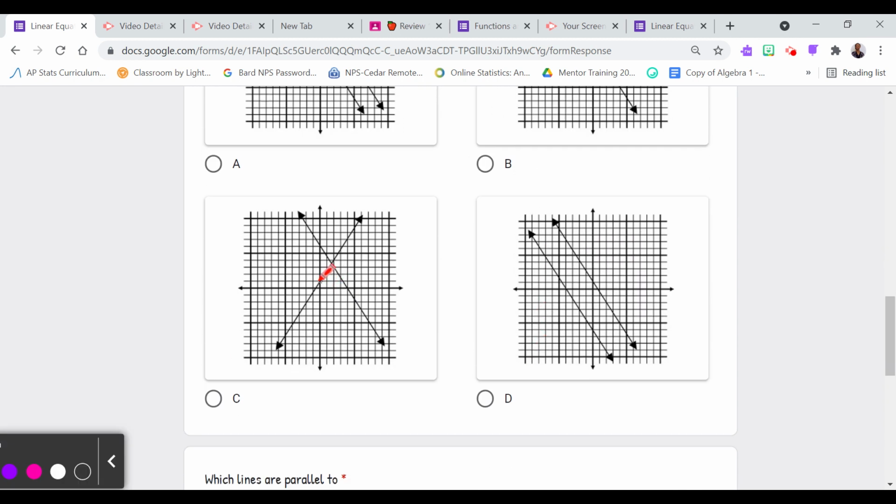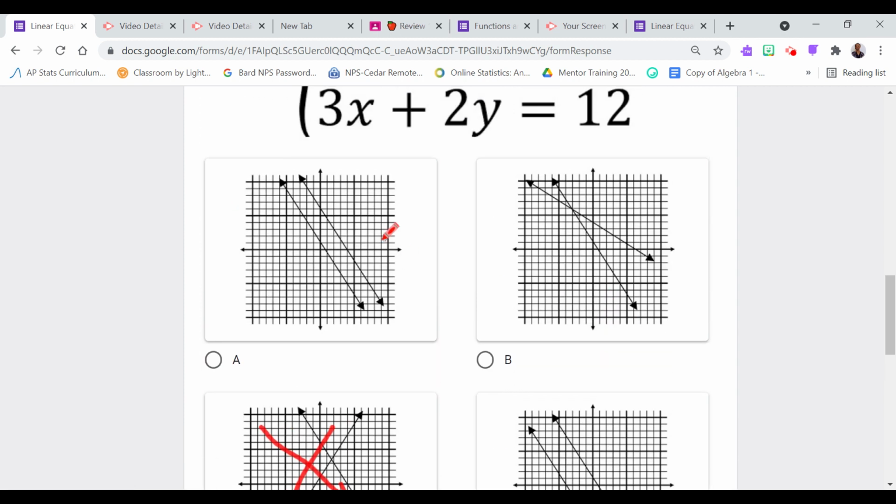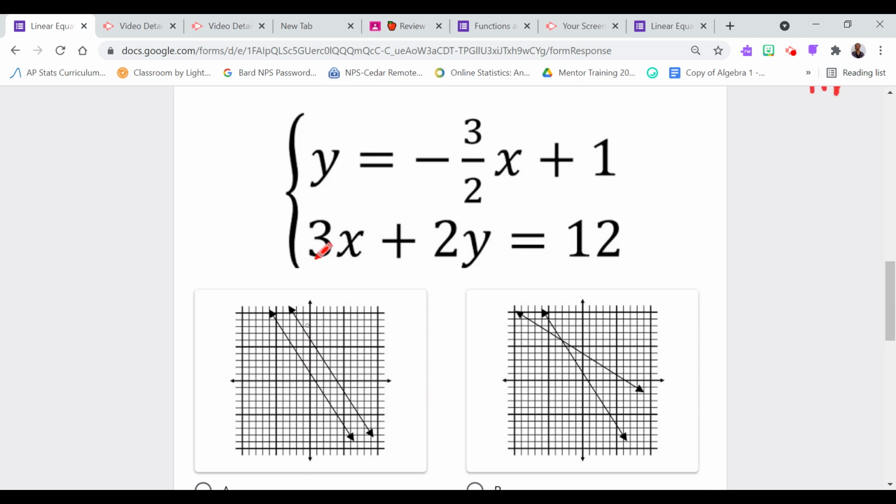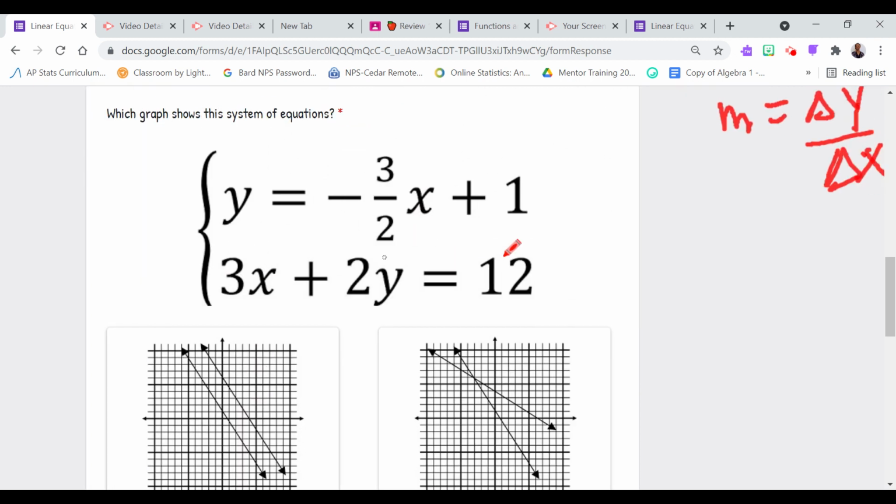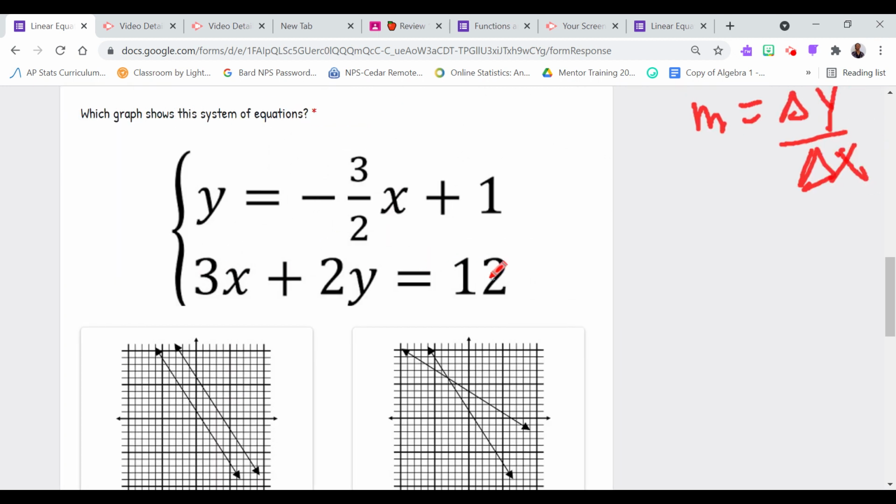This one starts at the y-axis at 1, but this is going up. This is just the wrong slope, so it cannot be this one. I can eliminate that answer. And here, we start at 1 and we go down 3 and over 2. It could be any of those. So this is definitely line number 1. Now we need to figure out which one satisfies line number 2.